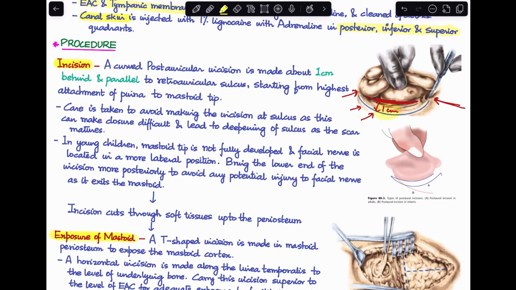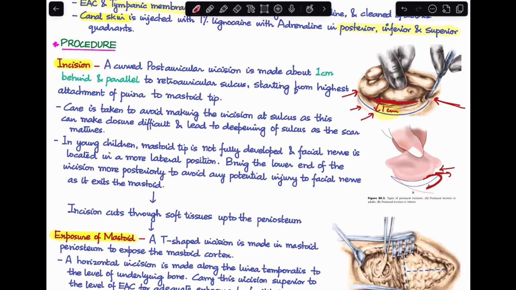The second important thing to remember is in cases of children. In young children, the mastoid tip is not very well formed. We know that the facial nerve exits the temporal bone through the stylomastoid foramen. Now this is the location of the mastoid tip, right? And this is the stylomastoid foramen through which the facial nerve comes out. Because the mastoid tip is not fully developed, the facial nerve is in a more superficial position and therefore more prone to getting injured in young children.